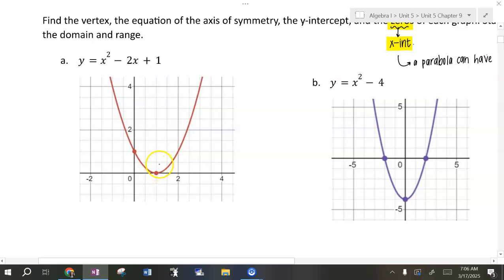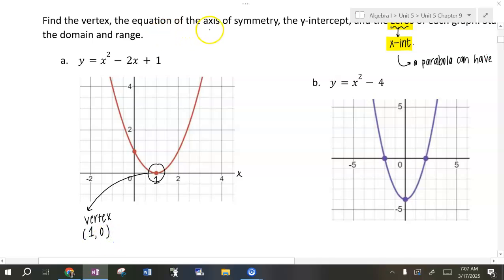So the vertex is the highest or lowest point. In this graph, here is the vertex. This is the lowest point. Let's determine the scale of our x-axis. It's counting by a half for each little line here. So we know that this is an x value of 1. And since it's on the x-axis, it's a y value of 0. So the vertex is that point here, 1, 0.